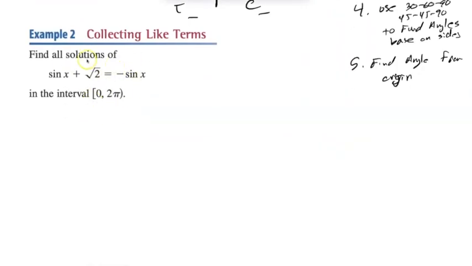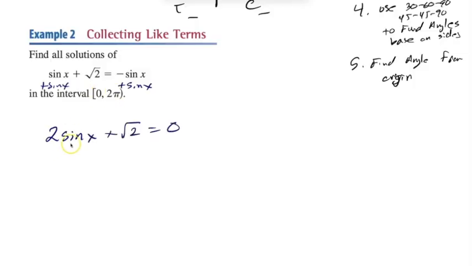So this one, the equation is a little more difficult. What I want to do is collect the like terms. I want to put all the sines together. I'm going to move this sine over there because I don't like negative signs. I'll move sine of x. We're going to add it to both sides. We get 2 sine of x plus square root of 2 equals 0.